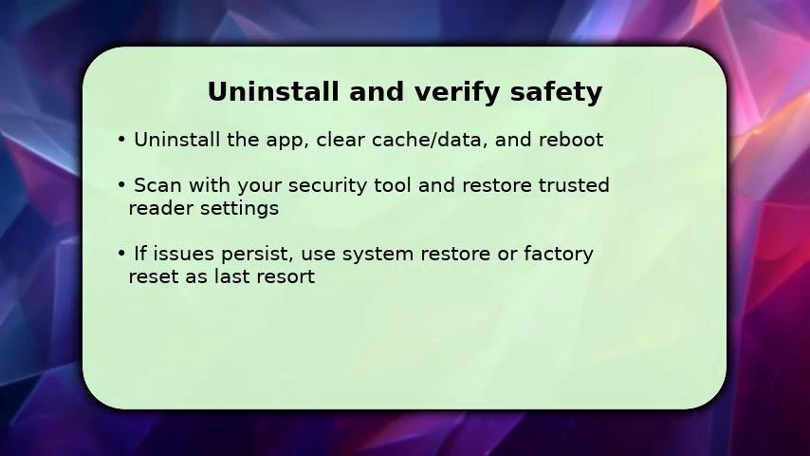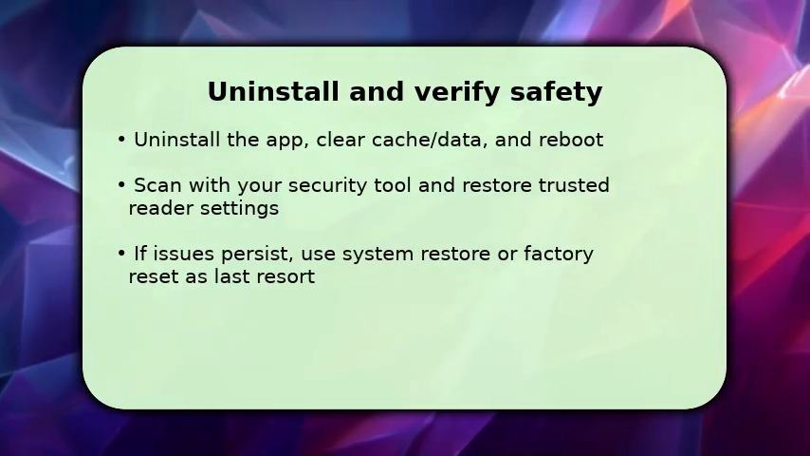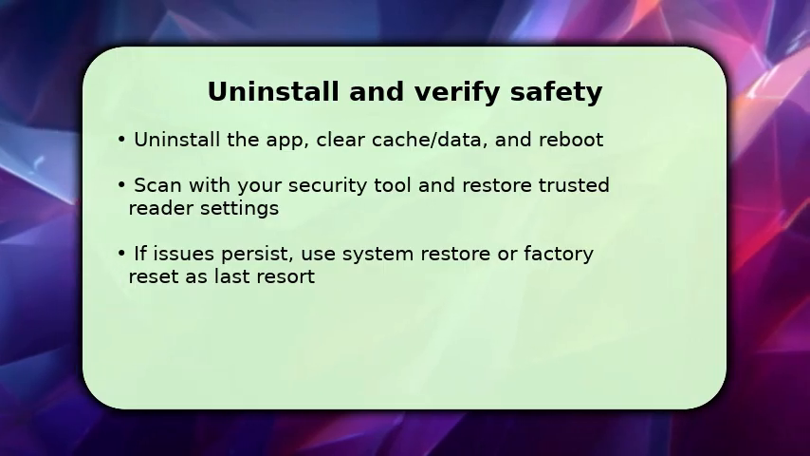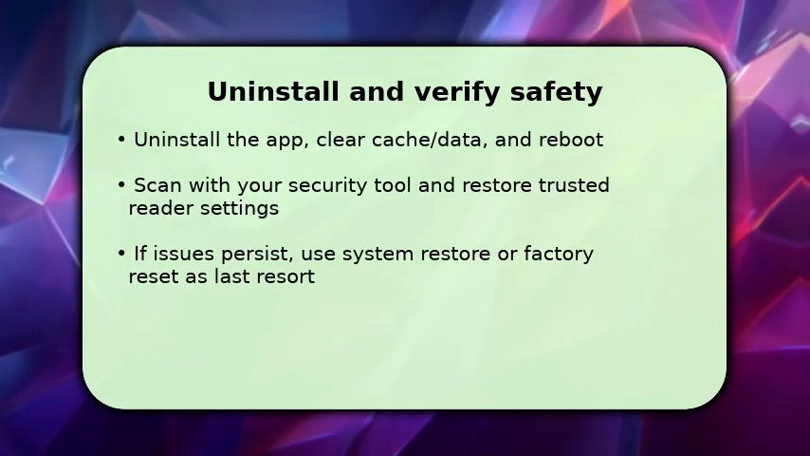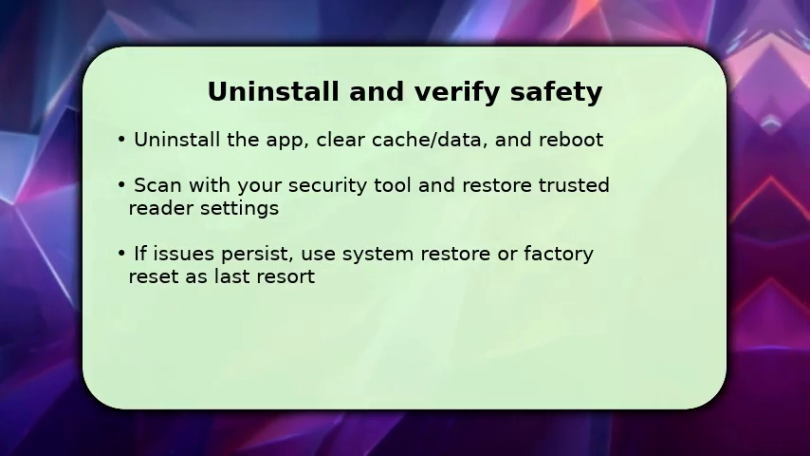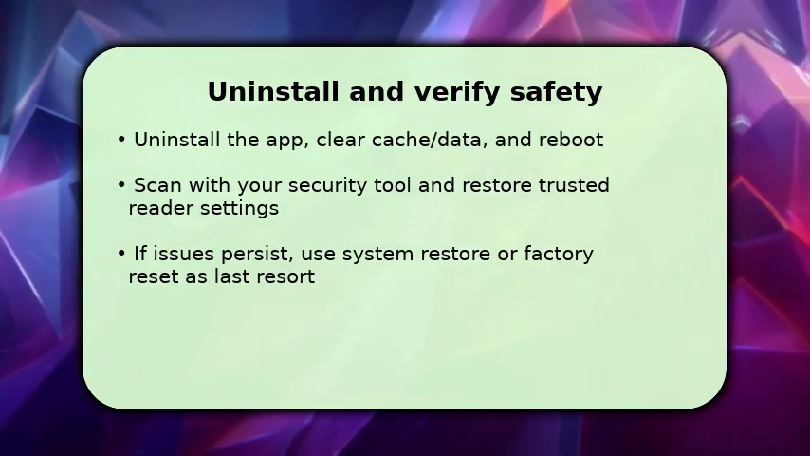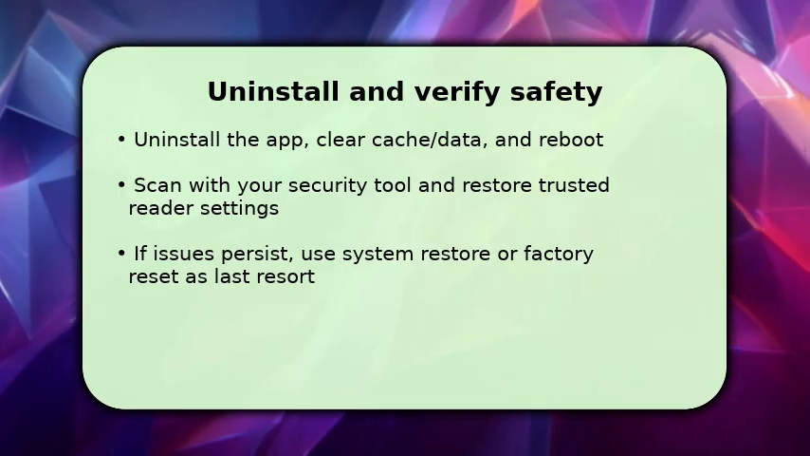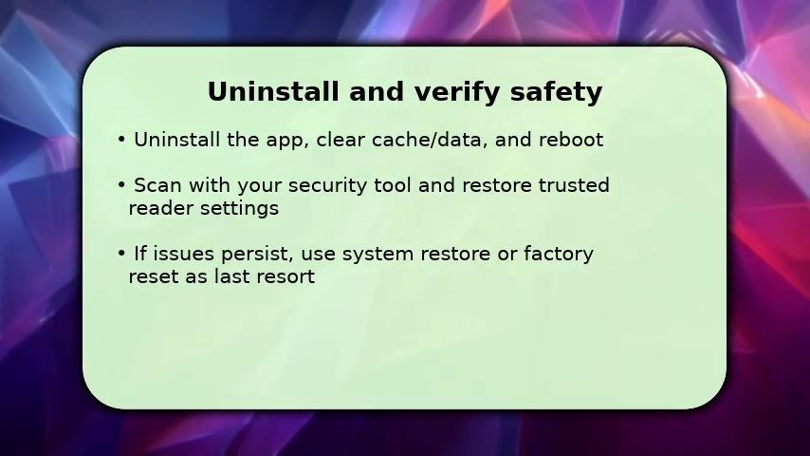Finish by fully uninstalling and verifying system integrity. Clear the app cache and data, then uninstall normally. Reboot to ensure residual processes stop. After reboot, run a security scan to detect leftover components, and re-enable or restore your trusted reader settings from the backup you made.